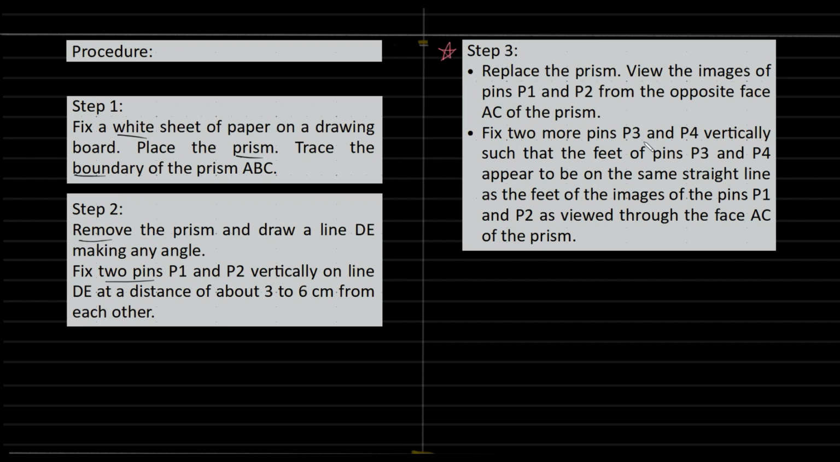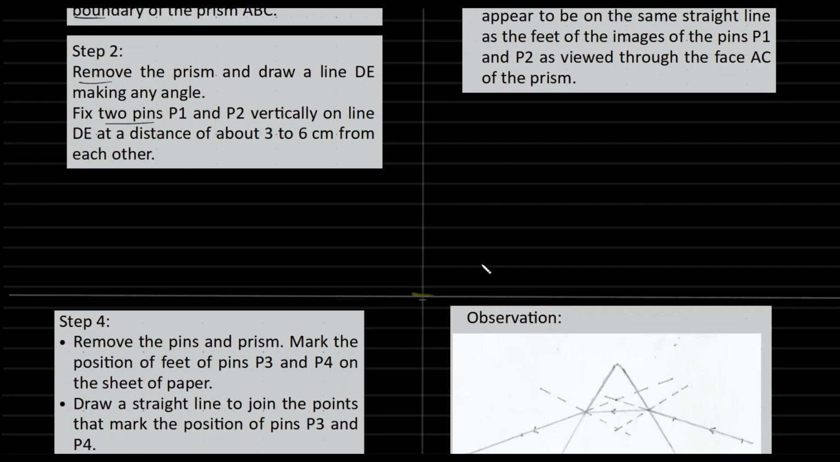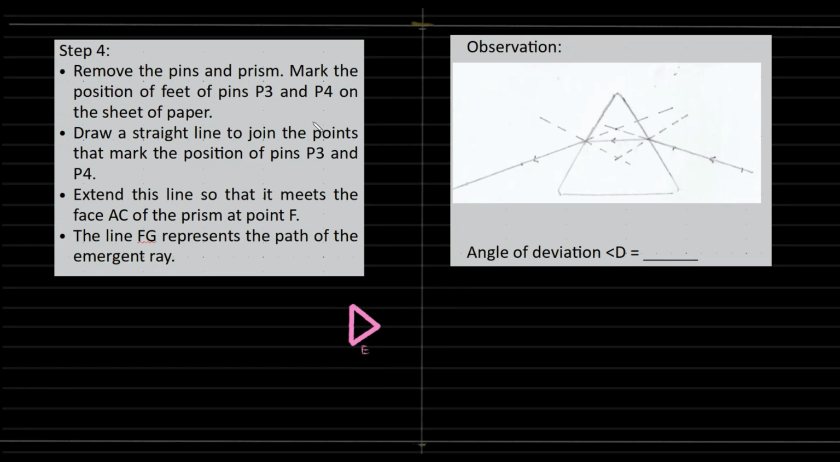Fix the 2 pins, pin 3 and pin 4, vertically such that the feet of pin 3 and pin 4 align or appear to be on the same straight line as the feet of the image of pin 1 and pin 2, as seen from face AC. Okay, so all that is clear to you guys. Now remove the pins and the prism, then mark the positions, draw, extend, and you have this diagram.